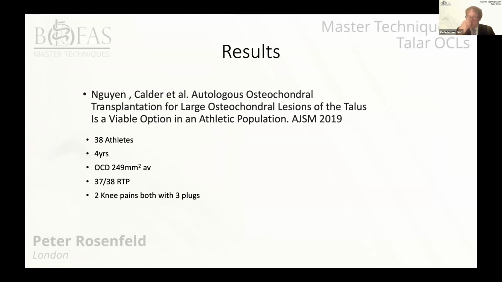Results. James wrote this really nice paper recently on professional or athletic populations with superb results and really quite large osteochondral lesions with an average size of 250 millimeters squared. 37 out of 38 returned to sports, professional sports. Some, I think 4, were at a level below the level before, but 34 of them had gone on to their original level of professional sport, which is quite phenomenal. He did notice that 2 had problems with their knees, and these both had 3 plugs taken from their knees.